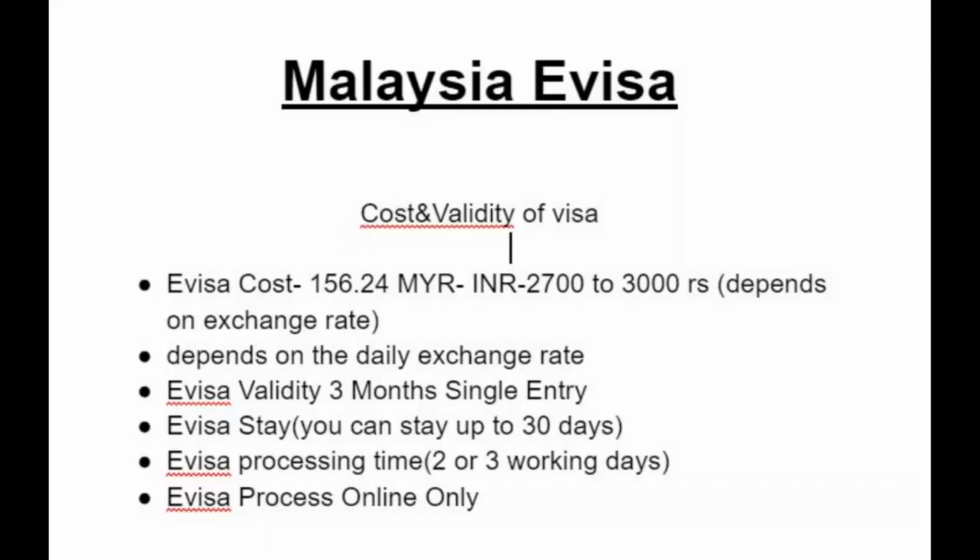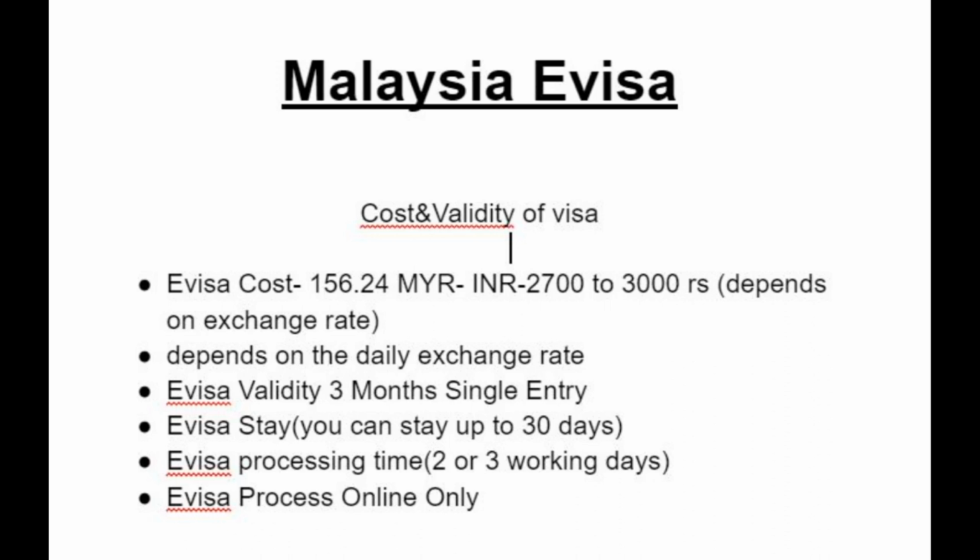So without wasting any time, I'll share my screen and let's get to the portal. The cost of the visa is about 156 Malaysian ringgits, that is 2,000 to 3,000 rupees, depending on the exchange rate. So what is the exchange rate today? It all depends on that, and the cost of the visa would be decided by your exchange rate. And e-visa validity is 3 months for single entry, so you can enter Malaysia only once.